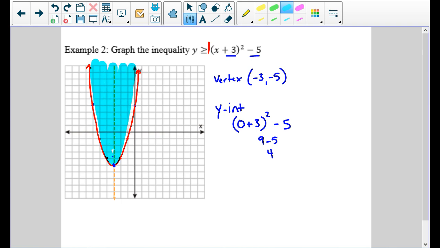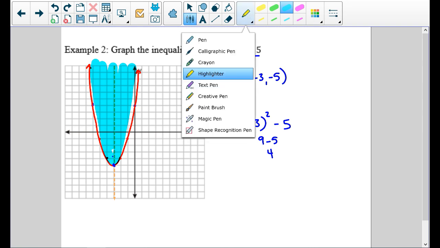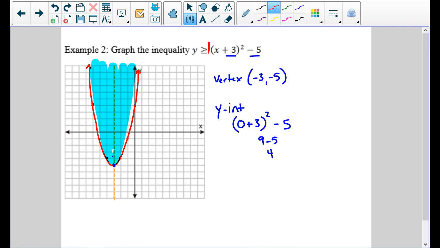Again, you don't have to color it all the way in. You can just make some solid lines, okay? If you're just using a pencil, you don't have to shade the whole thing in. You can easily just put some lines on there showing where you're shading. That's good enough.